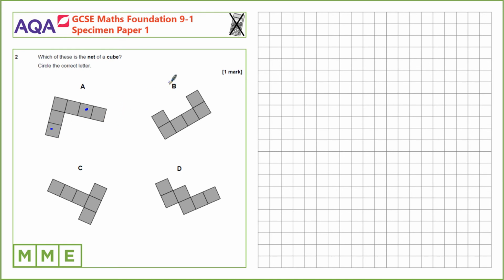We can do the same for the rest of them. In this case, this side here and this side here overlap. In this case, this one and this one overlap. The only one left is C, which does fold up into a cube, and that's our answer.